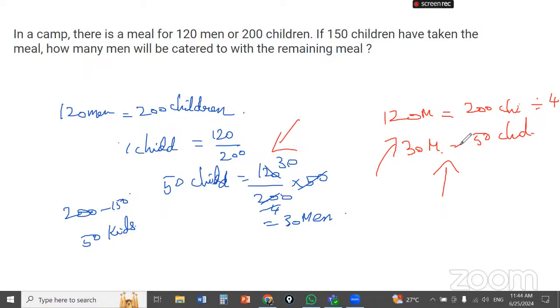Because out of 200, only 150 kids consumed. 50 kids didn't consume. So the food for 50 kids has to be given. That is why we get 50.